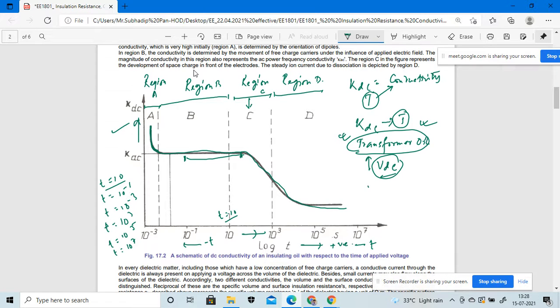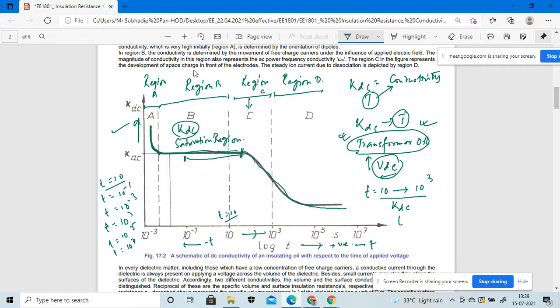So at a time interval of t equal to 10 to 10 to the power 3, we will see that my conductivity K of DC will be in a saturation region. So this particular region should be considered as a saturation region, right? In the regions B and C, the conductivity of the transformer oil is saturated, having a time interval of 10 to 10 to the power 3.